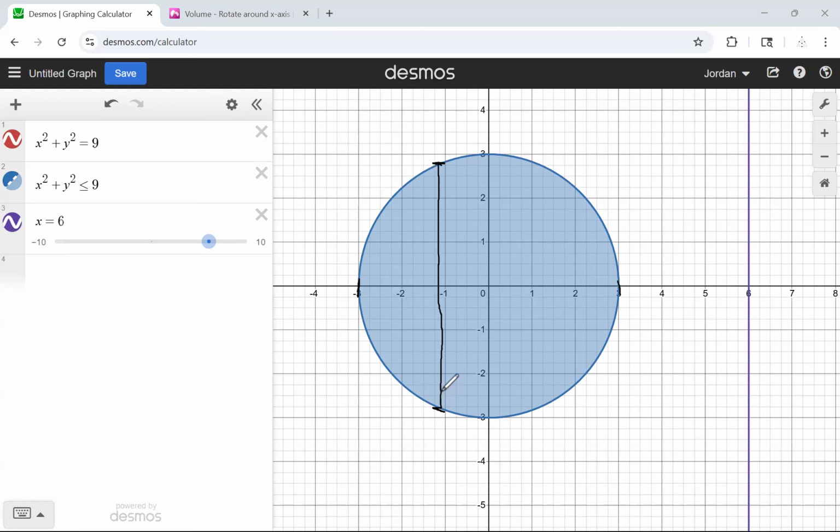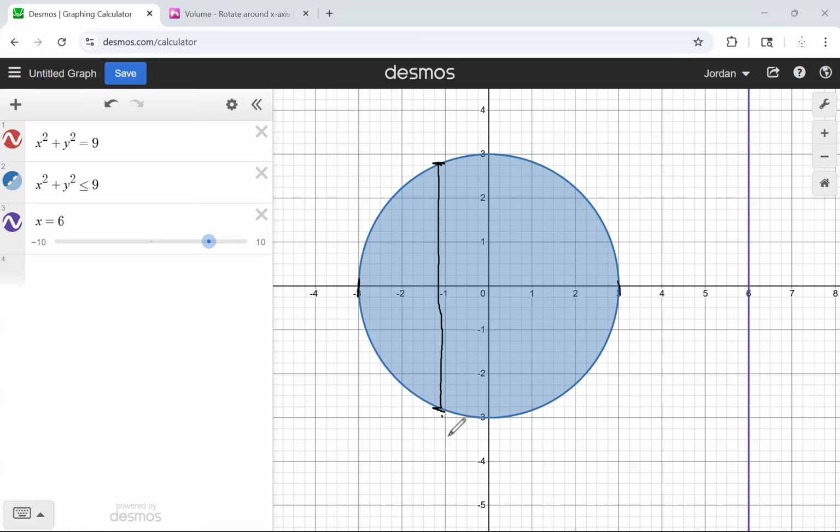That's going to be important when we set up our integration, because what we're going to have to do is solve for y. And the top half of our circle represents positive y values. The bottom half of our circle represents negative y values. So when we go from the top half to the bottom half, we're going to go from positive y values down to the negative of that same y value. And then our x values range from -3 to 3.